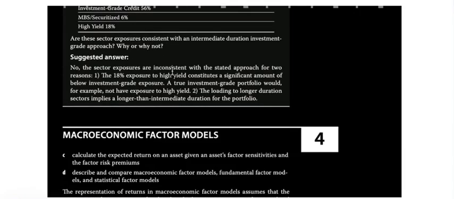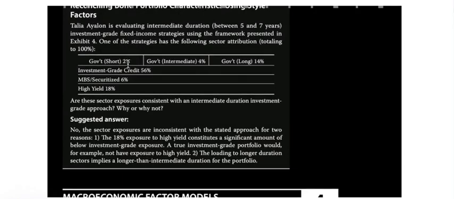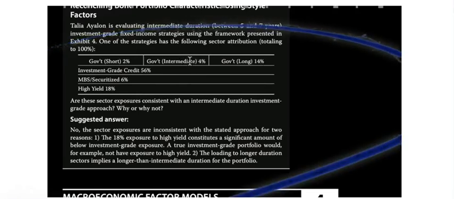The sector exposures are inconsistent with the stated approach for two reasons. Number one, the 18% exposure to high yield constitutes a significant amount of below investment grade exposure. Yes, a true investment grade portfolio would, for example, not have exposure to high yield. The loading to longer duration sectors implies a longer than intermediate duration for the portfolio. You can sort of let this slip. And I think you can let the MBS go as well because, again, you can have AAA. You can't let high yield slip because it's the opposite of investment grade, and going long on the curve is reaching for yield, is not staying intermediate.